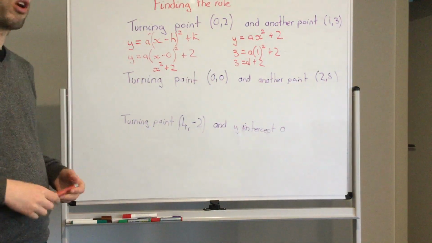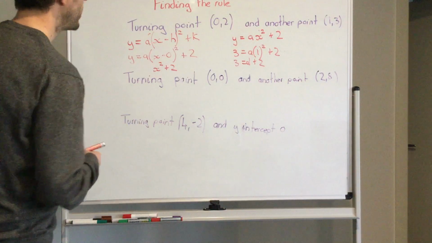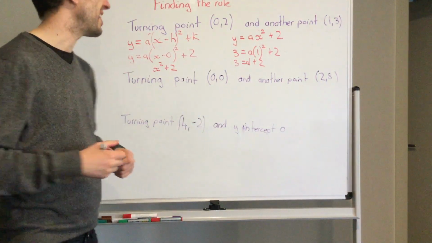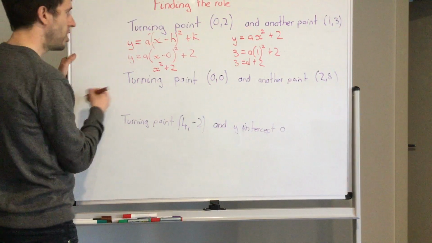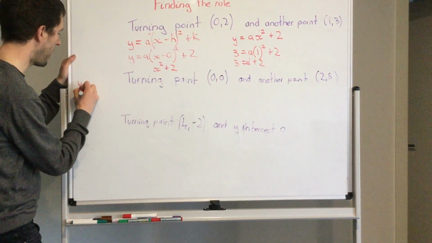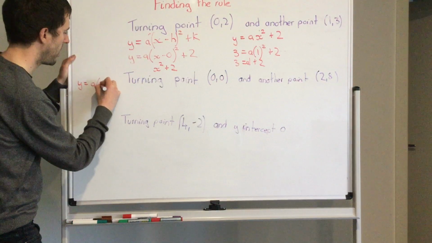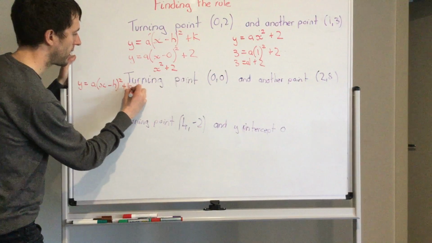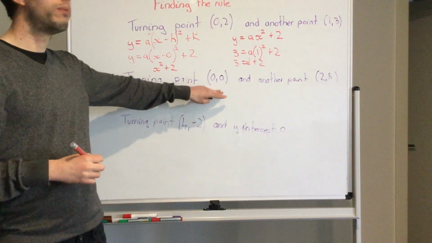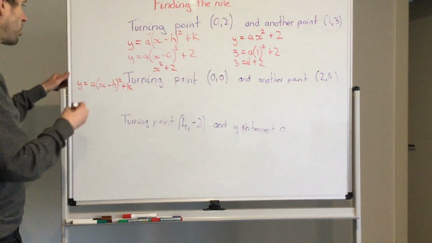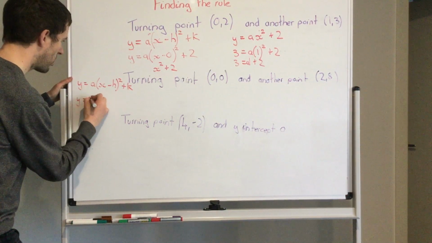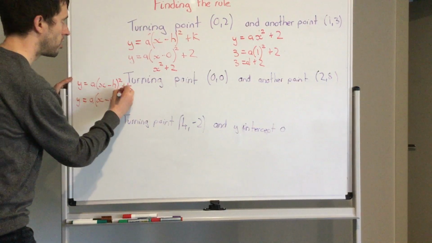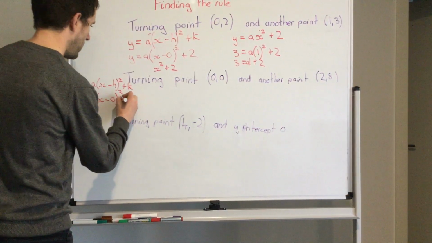Okay, let's go and have a look at this one right here. Turning point is (0, 0), and another point is (2, 8). Again, I use my turning point form, which is y equals a(x minus h) squared plus k. I then put my turning point into this equation. y equals a(x minus 0) squared take 0.